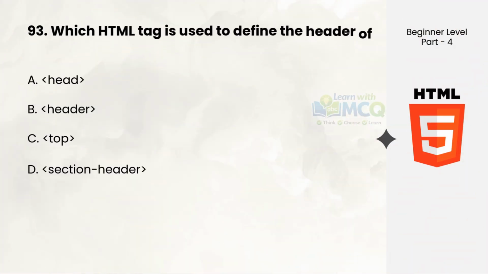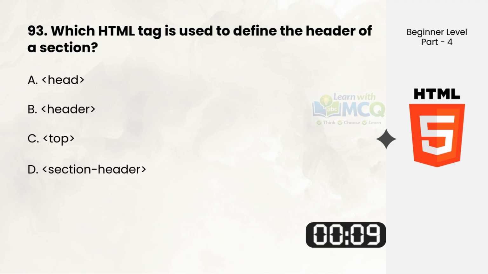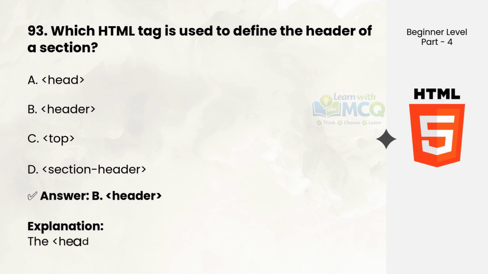Question 93. Which HTML tag is used to define the header of a section? Options are: A. Head. B. Header. C. Top. D. Section header. The correct answer is B. The header tag defines the header of a section or document.